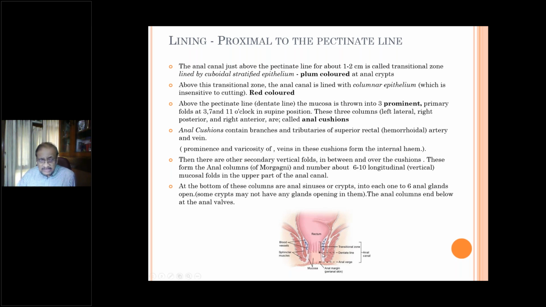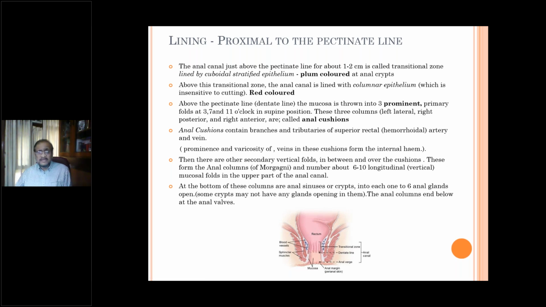Now the mucosa in this particular transitional zone is thrown into longitudinal folds. Can you see these folds? Here are the folds. They denote the longitudinal folds of the mucosa. Now three among them would be very, very prominent. And these three prominent folds are found at the termination points of the branches of the superior rectal artery. And that is why we find one left lateral and two right lateral, that is posterior and anterior, at 3, 7 and 11. That means you'll find one here and one here if you're looking at a coronal section, right?